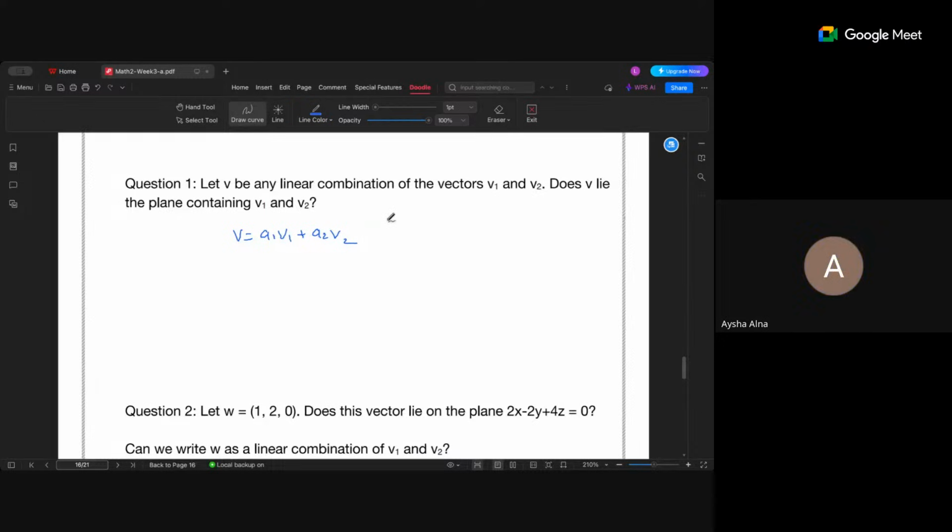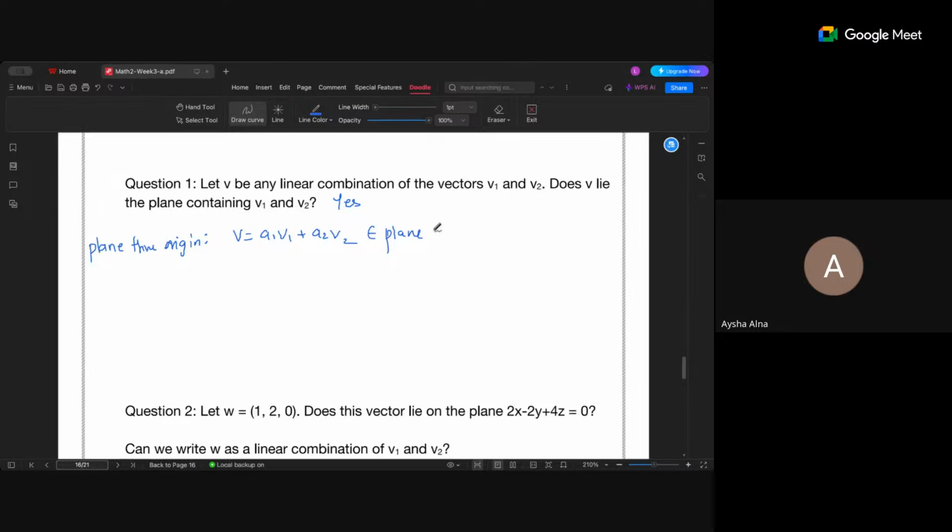What do you know about a plane? Let's say a plane passing through the origin. What do you know about a plane passing through the origin? Is it a subspace? Yes, if it passes through the origin, it means it is a subspace. So the answer is yes, because when you take a linear combination for any plane passing through the origin, this should obviously be in that plane.